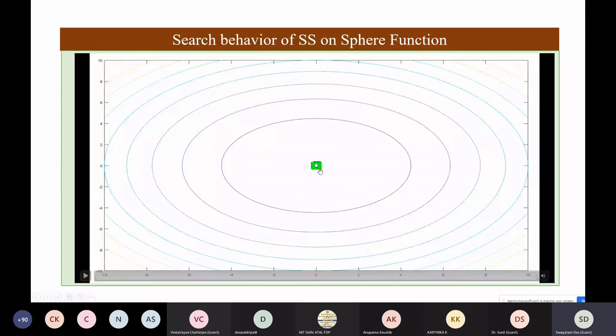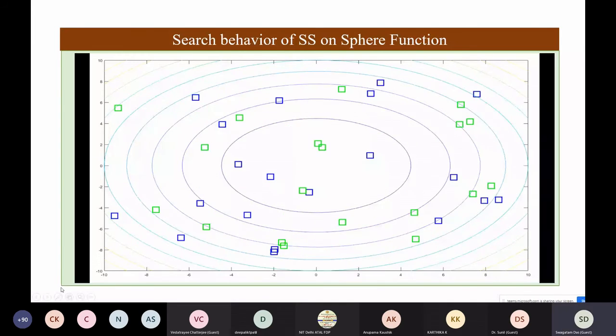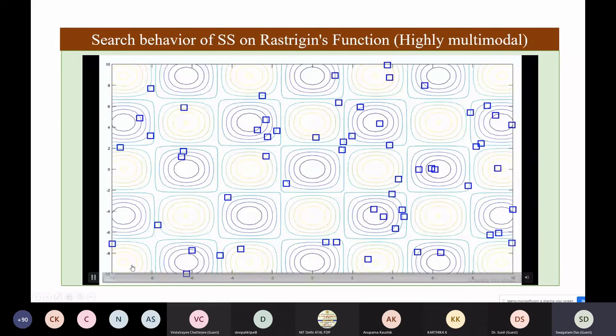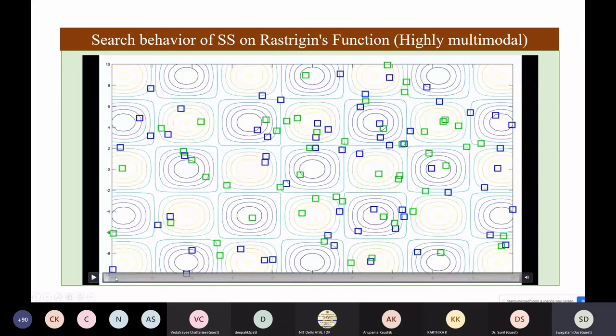Coming to the Rastrigin function. Rastrigin is a very multimodal function, and it has multiple local minima and multiple global minima also. You can see these are the global minima. And it's multimodal because around the center of each of these, one of the local minima could be found.